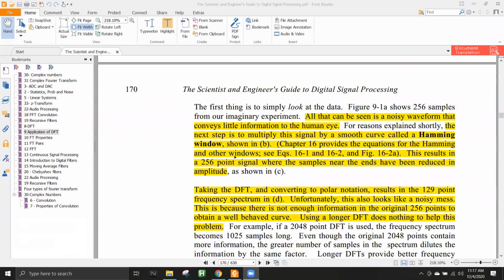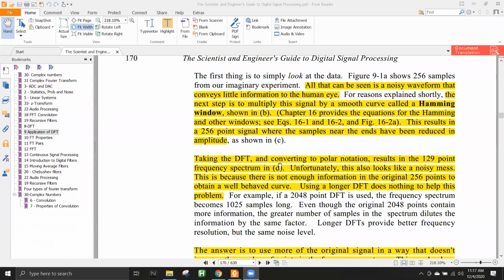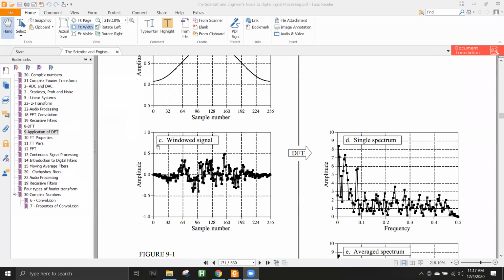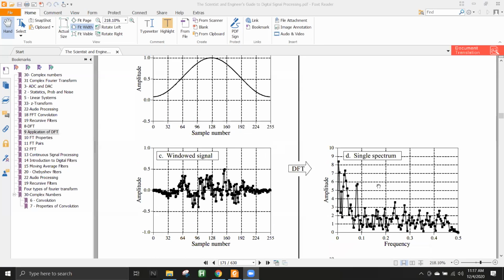Then you take the DFT of it and convert it to polar notation. So what are you going to get? You're going to get a 129 point frequency spectrum. After you perform DFT on this one, this is the result that you get in the frequency spectrum.